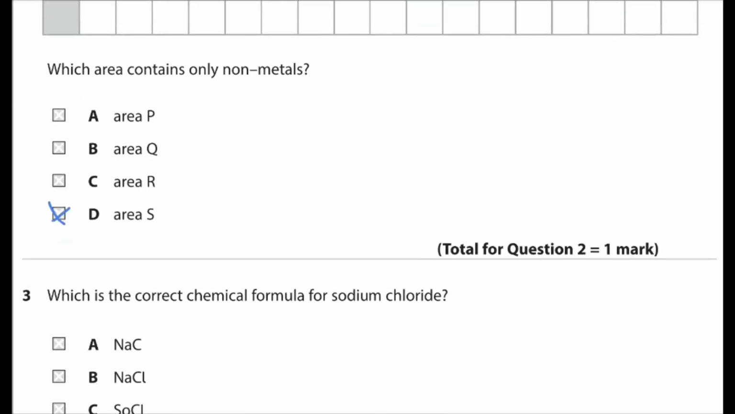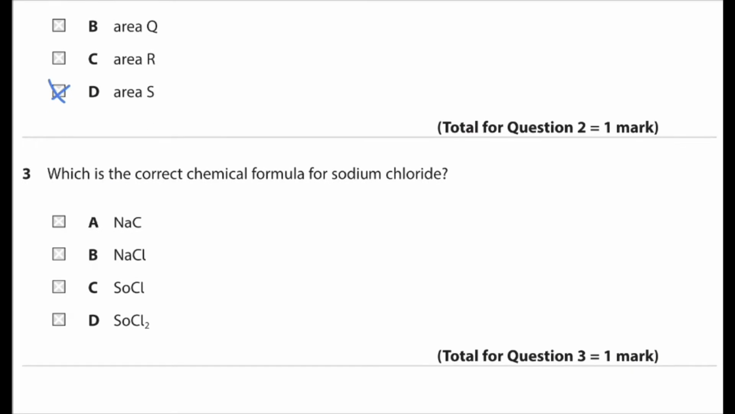Next question. Which is the correct chemical formula for sodium chloride? We know the sodium symbol is Na, the chlorine symbol is Cl. So once these two combine, it creates NaCl. And the valency of sodium is 1, chlorine is also 1.